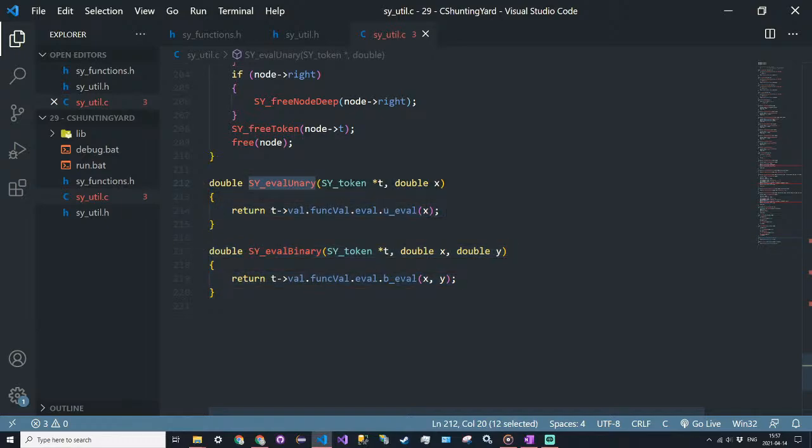And then the last two functions here are evaluate unary and evaluate binary. These are just easy functions so that we don't have to go through all these accessors or all these values. We simply go into the token pointer, get the unary function, and then pass in the double X here, and then the same thing for binary, except we're passing in an X and a Y.